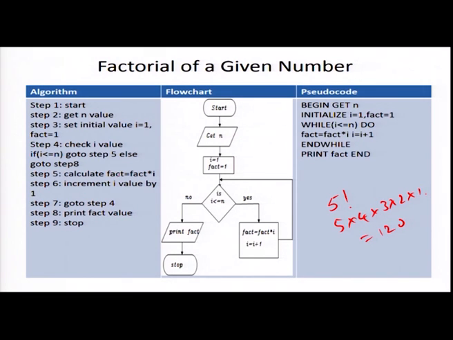So start, you get n, set the initial value I equal to 1, set the factorial variable and initialize it to 1. You check the I value, which is 1. If I is less than or equal to n, then you go to step 5, else you go to step 8. Step 8 prints the factorial value, and step 5 is fact equal to fact into I, and then you increment the value of I by 1. This is how you write the flowchart and the pseudocode.